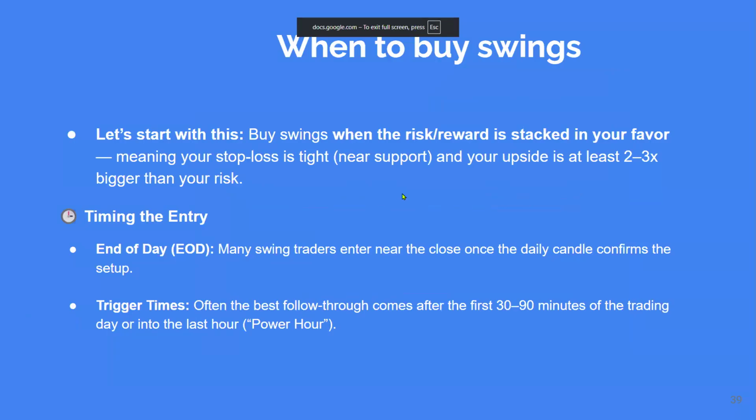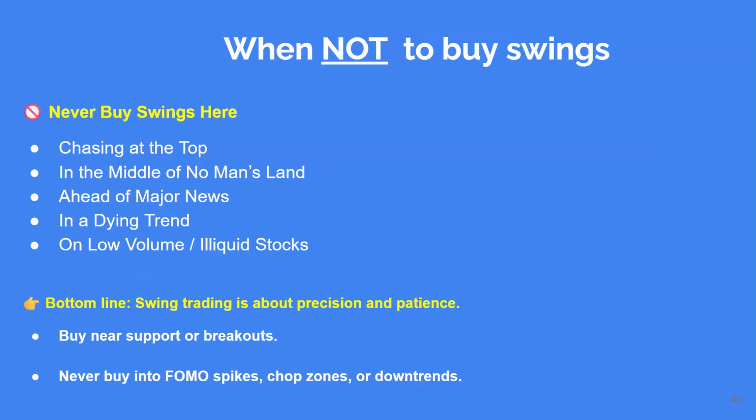Timing. So I showed you the end of the day. I'm waiting till the end of the day. Trigger time's often the best. Follow through comes in the first 30 to 90 minutes of the trading day. So still in the power hour. If you're watching the market in the power hour like I am, or trading the power hour like I am, that's the best time, because the best patterns are forming around that time.